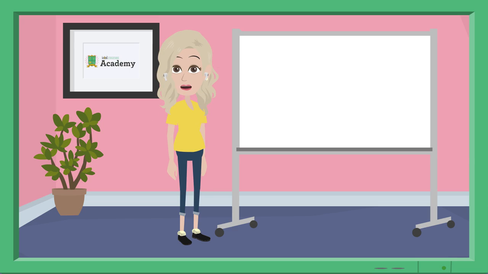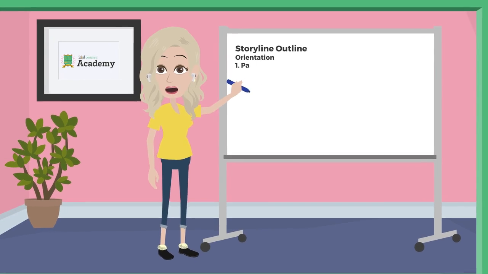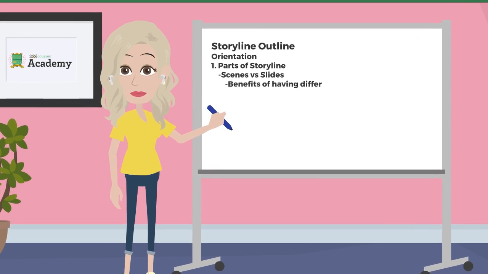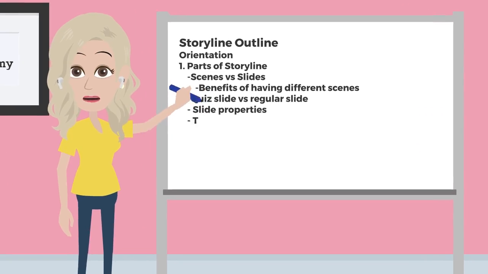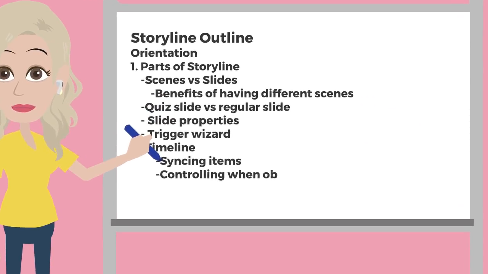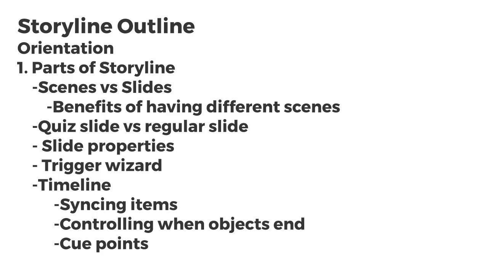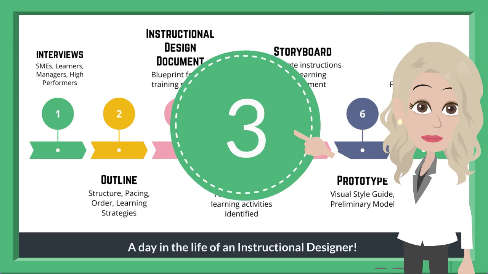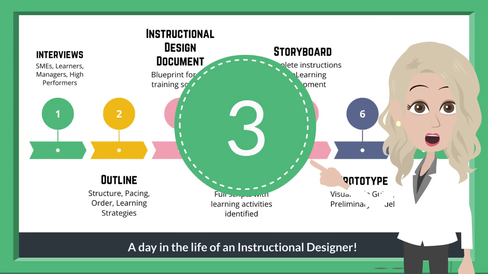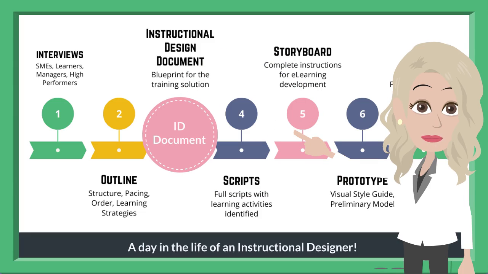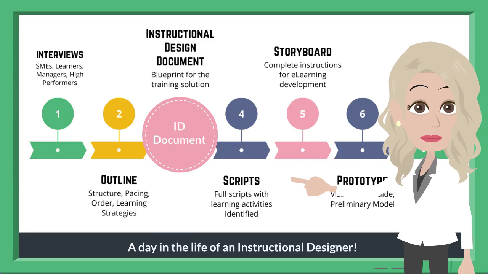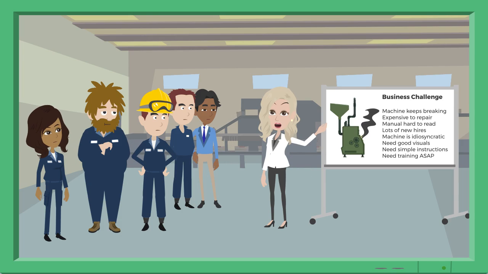You've probably created outlines for school papers. Your course outline works pretty much the same way, organized with headings for the main topics and subheadings to identify the elements that will be covered under each main topic, just like you see in this example. From the outline, you will then create a blueprint for the entire training solution, the instructional design document. Now you're ready to plan the entire course.